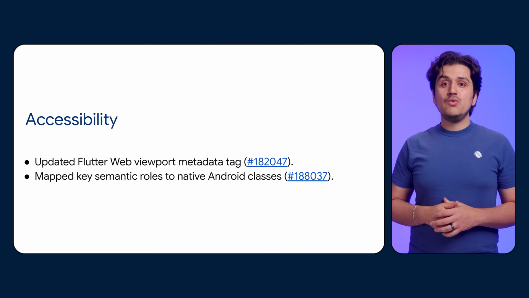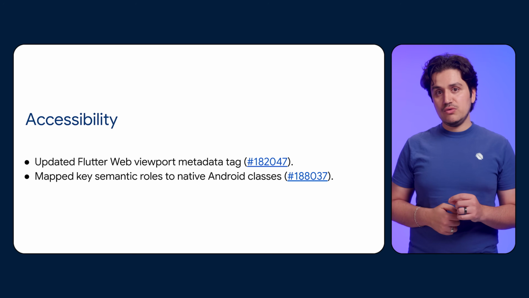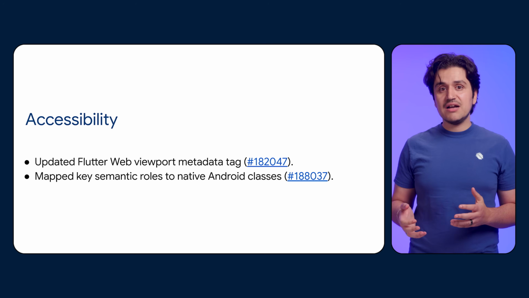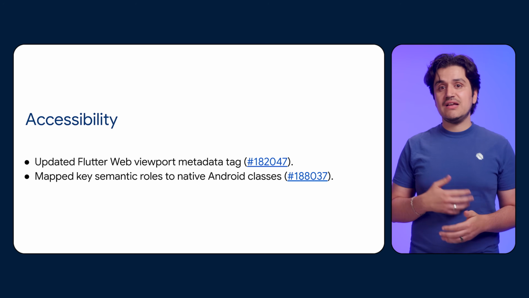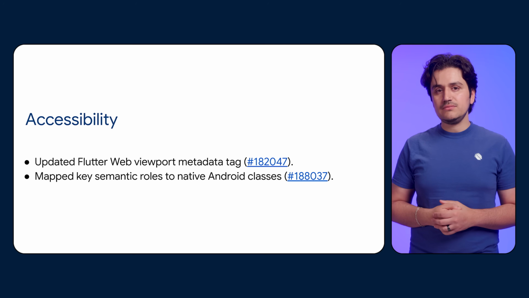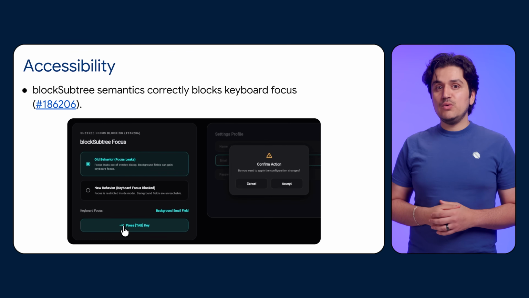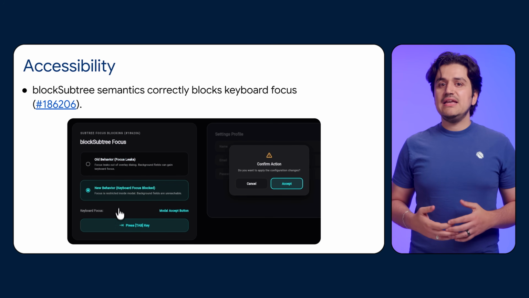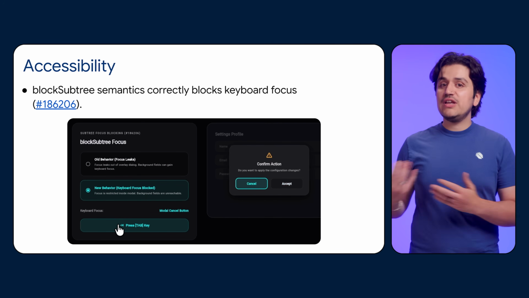On Android, we mapped key framework semantic roles directly to native Android classes, ensuring that Google TalkBack reads and interacts with custom Flutter components in a native and natural way. We also ensured that when a widget subtree is blocked for accessibility using block subtree, it's also automatically blocked for keyboard focus. This prevents keyboard-only users from losing focus in hidden modals or background content.